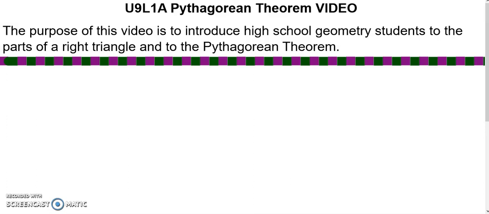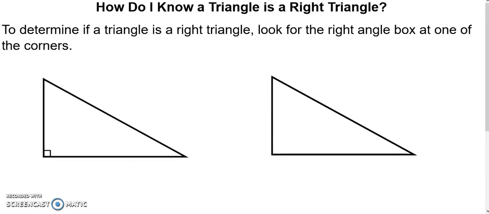You probably have seen this before in 8th grade math and in Algebra 1 and now in geometry. So what we're going to do is I'm going to introduce you guys to the parts of a right triangle and how to find a missing side using the Pythagorean Theorem. What's important to know, though, before you use the Pythagorean Theorem, you have to have a right triangle. Well, how are we going to determine if a triangle is a right triangle?